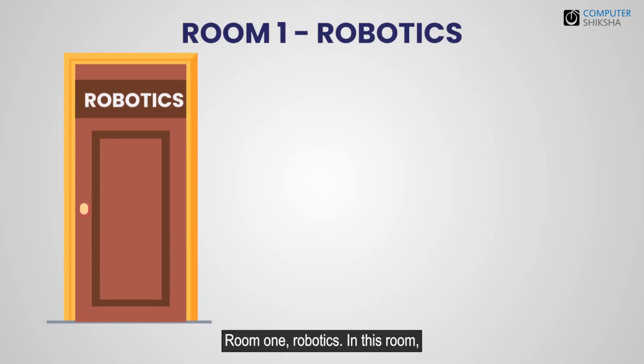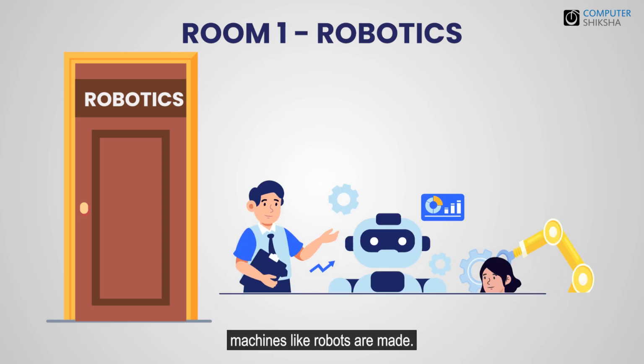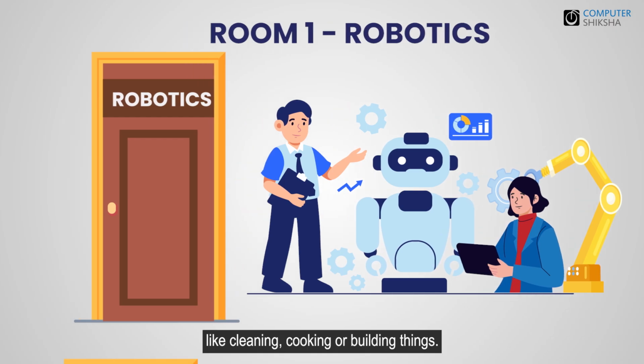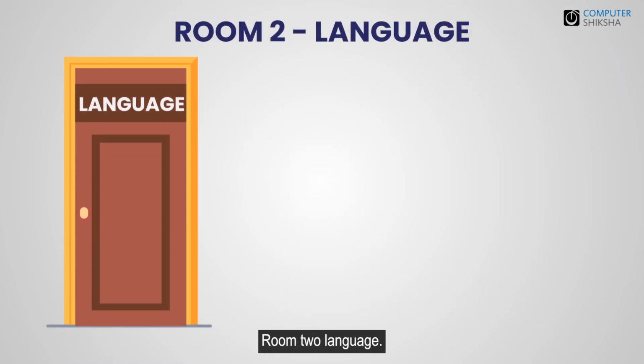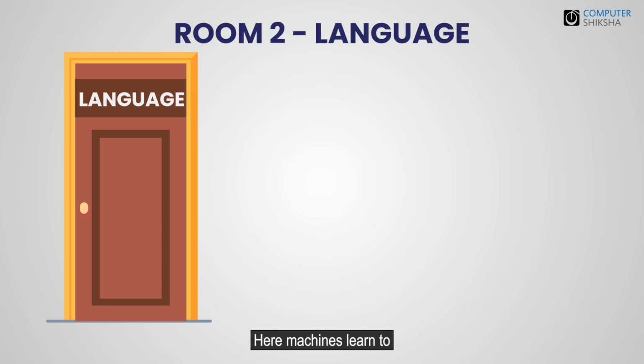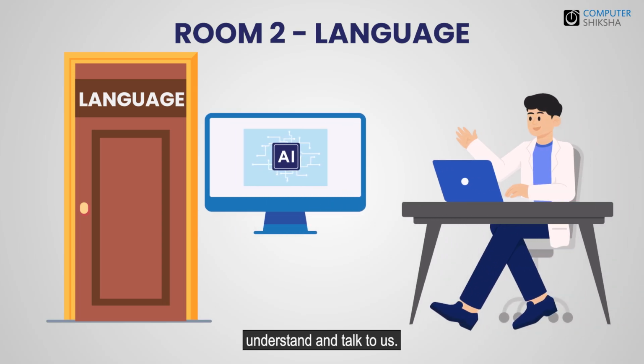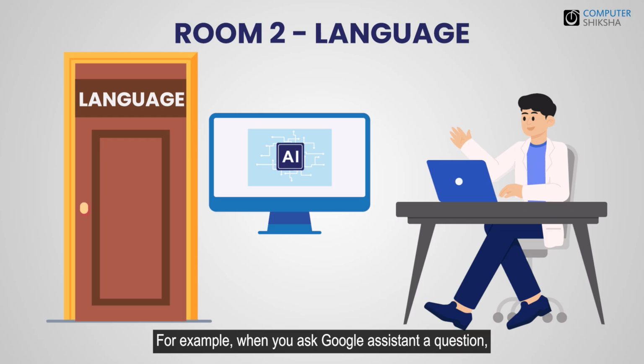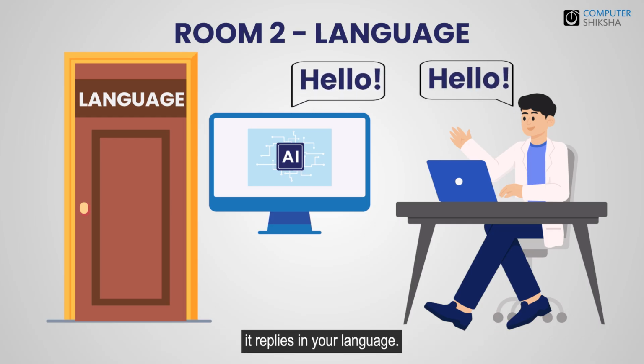Room 1. Robotics. In this room, machines like robots are made. They help humans do different tasks like cleaning, cooking, or building things. Room 2. Language. Here, machines learn to understand and talk to us. For example, when you ask Google Assistant a question, it replies in your language.